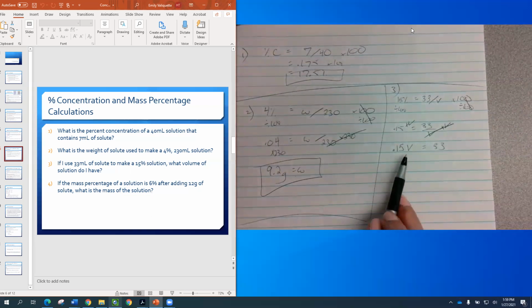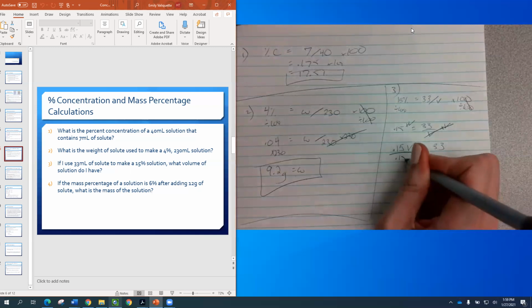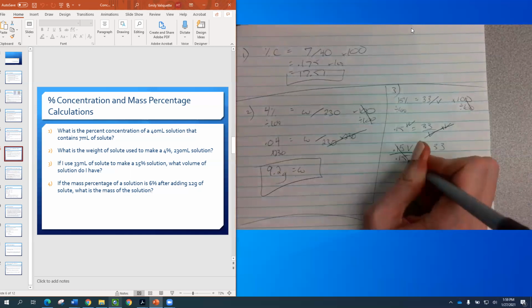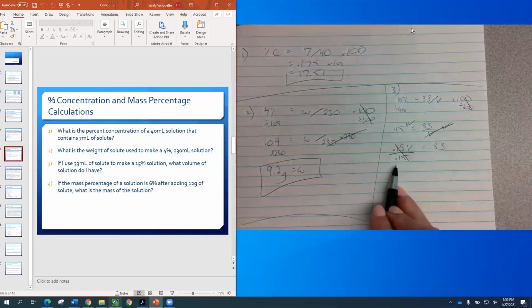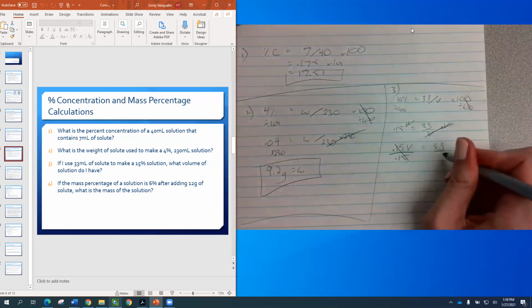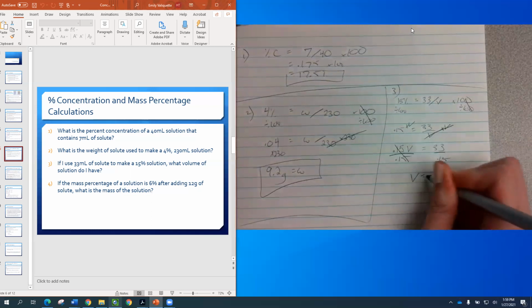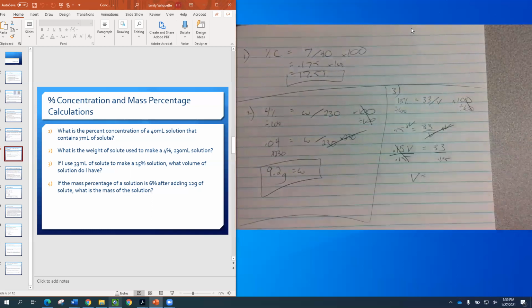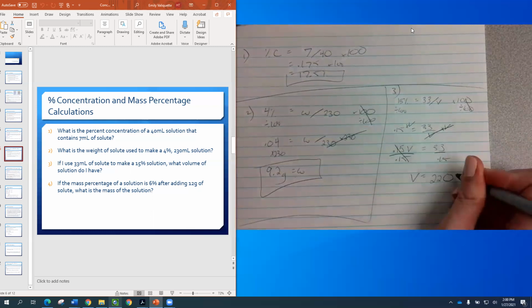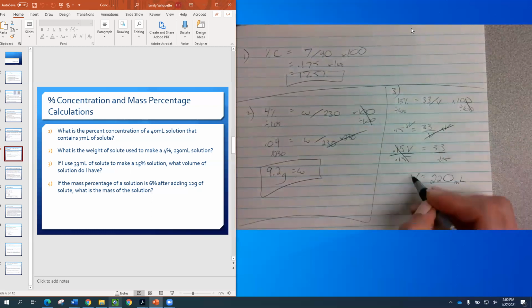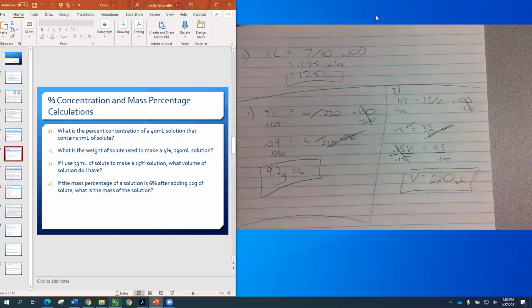And now I need to get the 0.15 away from the V. Because this is multiplication, in order to move the 0.15, I use the opposite, which is division. So I divide by 0.15, that cancels out. What I do to one side, I must also do to the other. 33 divided by 0.15 is 220 milliliters, our volume of solution.